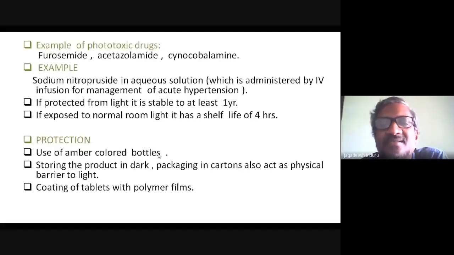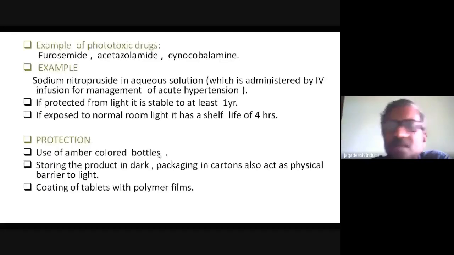So just imagine how much difference it has. The impact of the light is enhancing the rate of degradation. Without protection, in normal room light, it has only 4 hours of stability. If it is protected from the light, it is enhanced to 1 year. That is the reason we advise the patient on the storage condition, since storage has an impact. So you need to store it like that only.